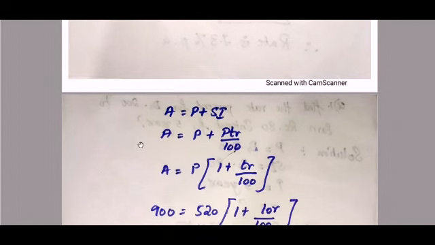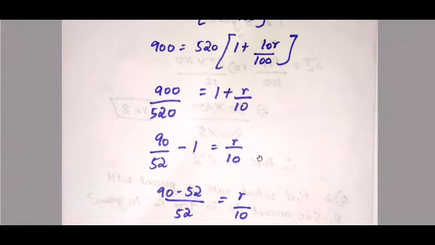When amount is given, what is the formula for amount? Amount is equal to principal plus simple interest. Amount is equal to principal plus PTR by 100. When we take P as common outside, it is P into 1 plus TR by 100. 900 is equal to 520 into 1 plus 10R divided by 100. So when you cross multiply, 520 becomes your denominator. So 900 divided by 520 is equal to 1 plus R divided by 10.